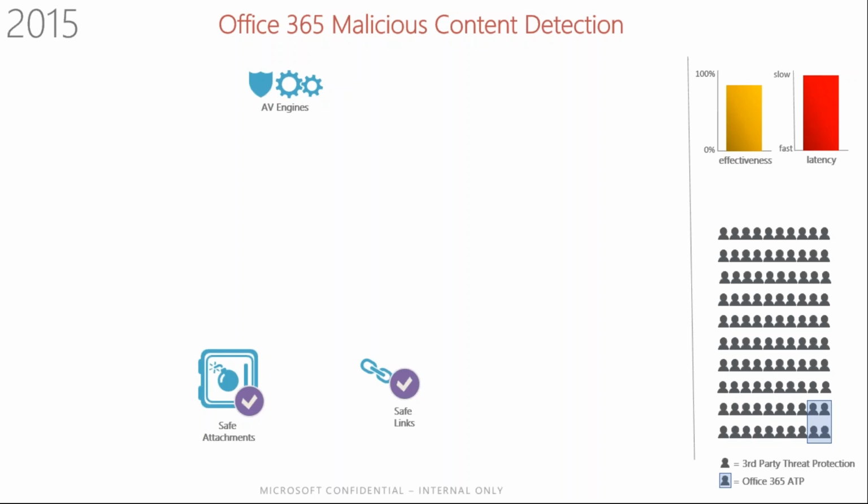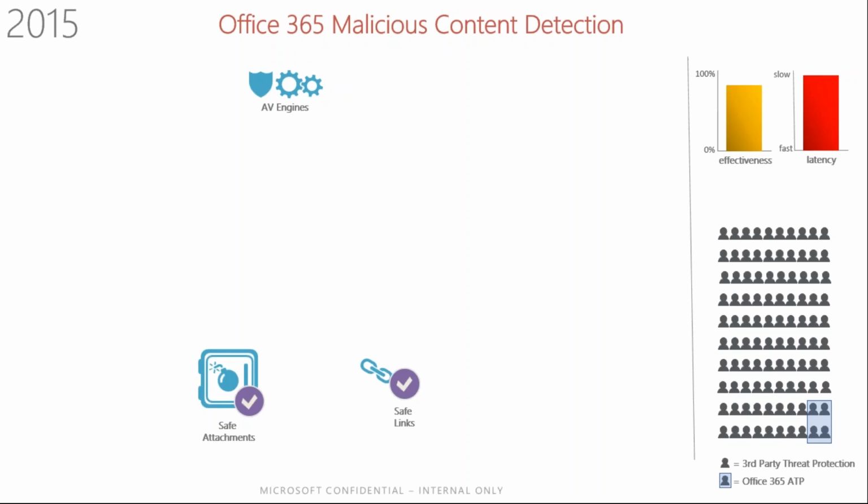And Microsoft started building this feature called ATP. They introduced safe attachments and safe links in 2015. What safe attachments does is, anytime an email is sent to you with an attachment on it, Microsoft has built their own sandboxed virtualized environment meant for safe attachments.